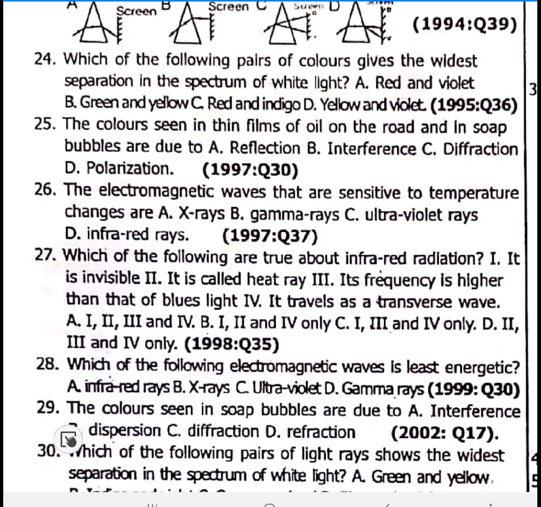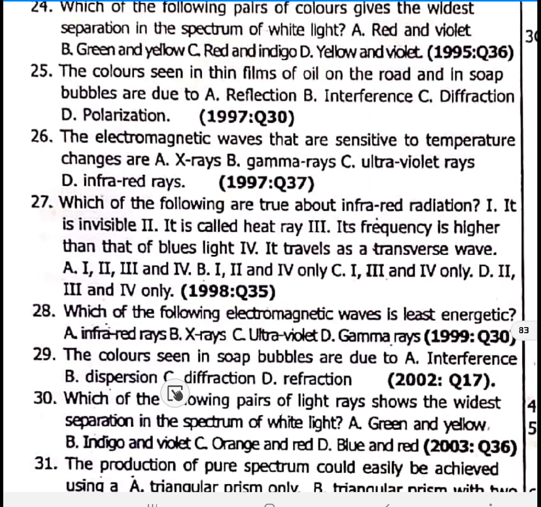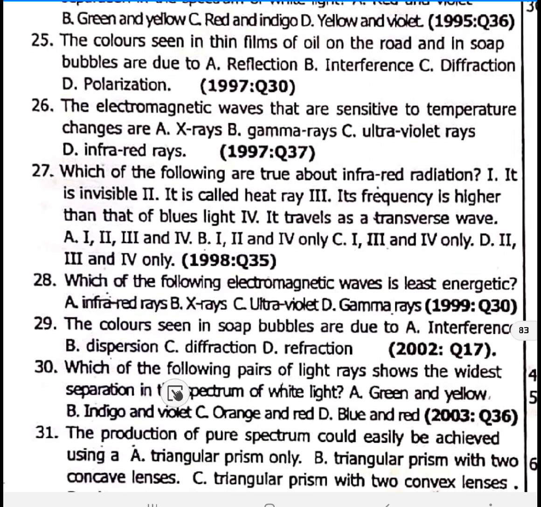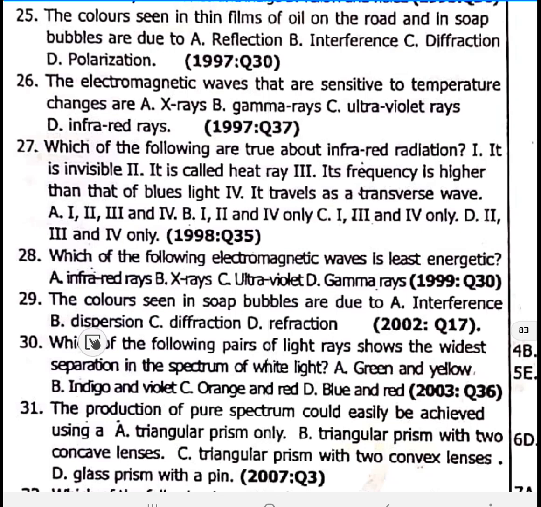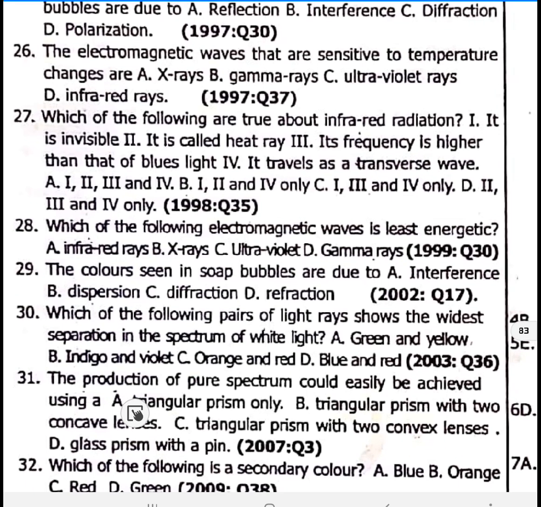29. The colors seen in a soap bubble are due to interference. Option A. Similar thing was repeated. The next, 30. Which of the following pairs of light rays shows the widest separation in the spectrum of white light? Green and yellow. Right, Roy Beef. 30 is option A, green and yellow.